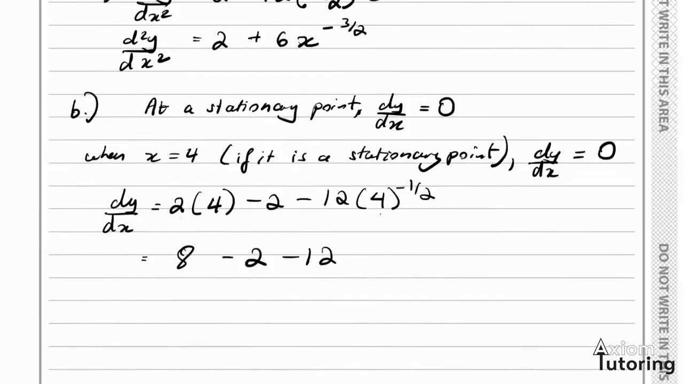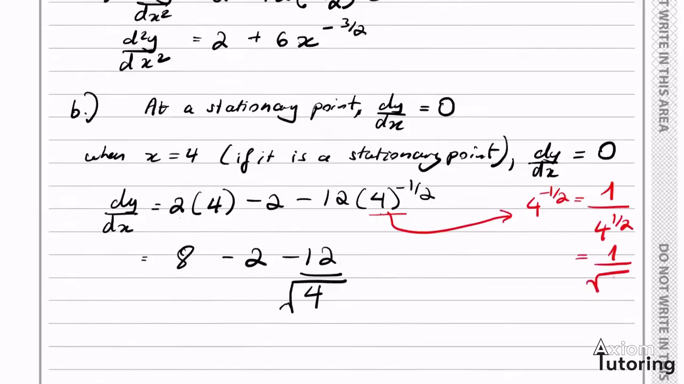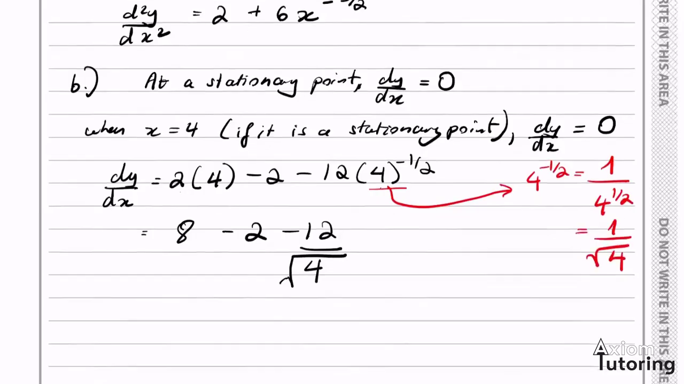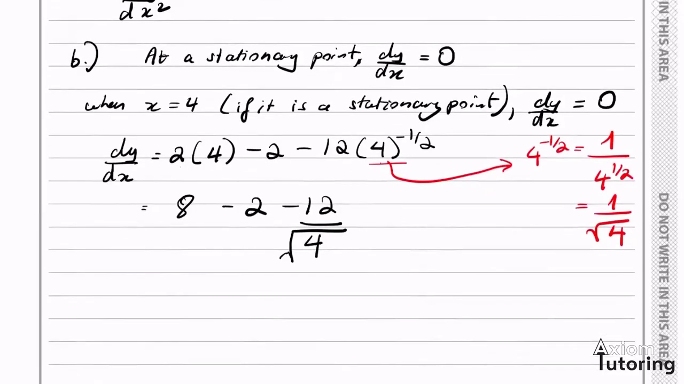Now 4 to the power of minus a half, you can rewrite that a bit to help you. That's 1 over 4 square rooted. Okay, that's our power of a half. So we can rewrite 4 to the minus a half as 1 over 4 to the half, which is 1 over root 4.